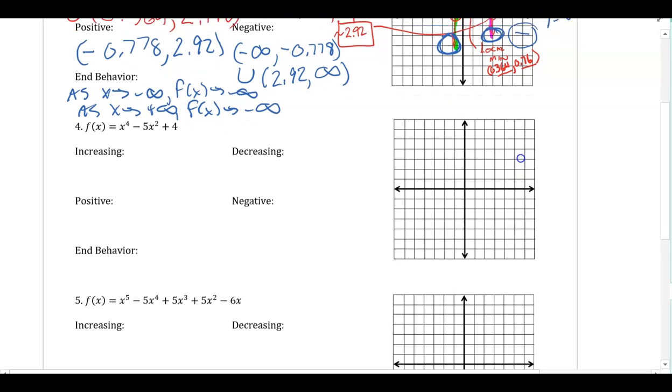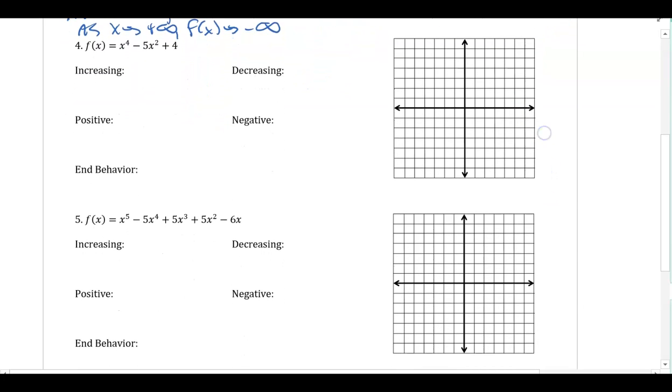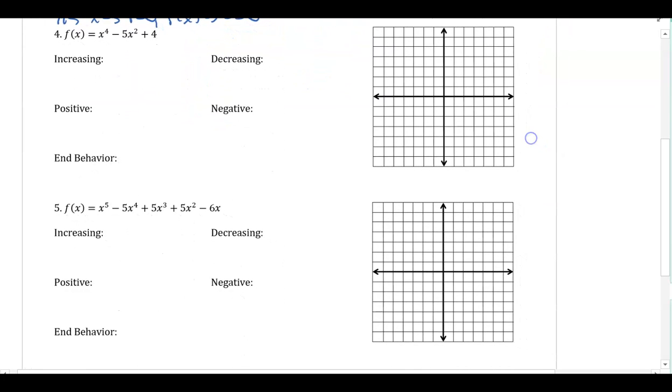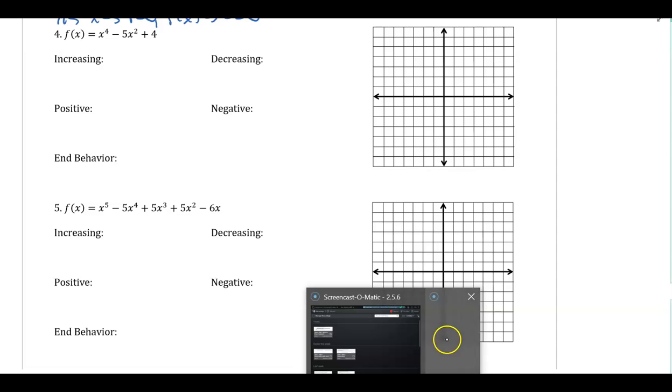So once again, I'm going to switch over to my calculator, put in my function, plot, and for numbers 4 and 5, I'm going to go ahead and write the answers down. So I want you to pause the video, do those on your own, and then come back and see how you did.